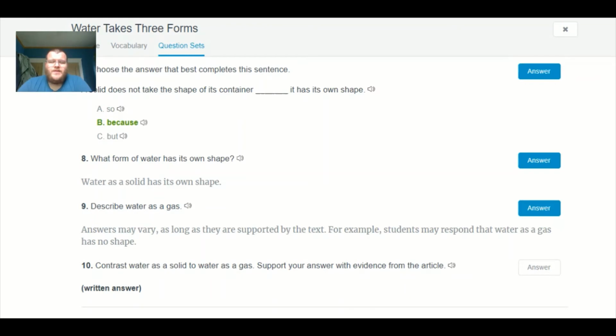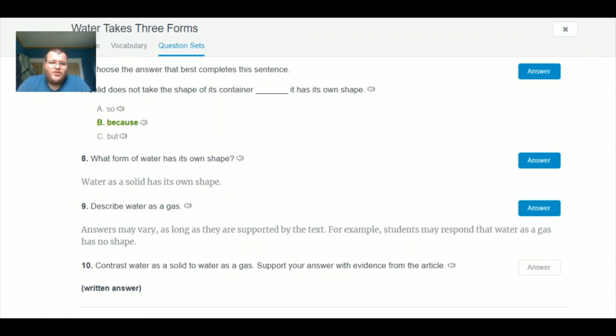It says the answers may vary, meaning you could have given different answers for this, but an example would be that water as a gas has no shape. You could have also said that it's like air, or that it turns into steam. Any of those answers would have been fine as long as you could support it from the text, from what we read.